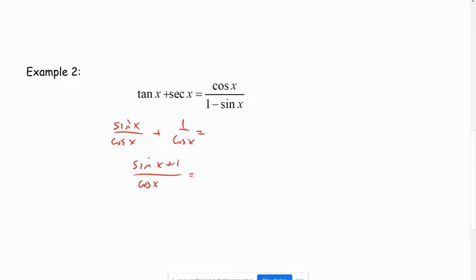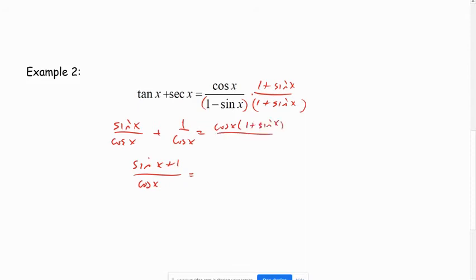What I notice here is that we have a difference in the bottom, 1 minus sine x. And so what I'm going to do is try multiplying by the conjugate, 1 plus sine x, on the top and the bottom. The reason why I'm doing that is because when you multiply two conjugates, you always end up with a difference of squares. And so up on top, we would have cosine x times 1 plus sine x.